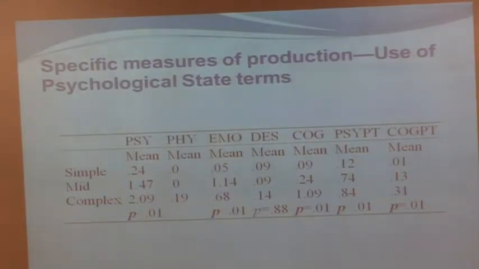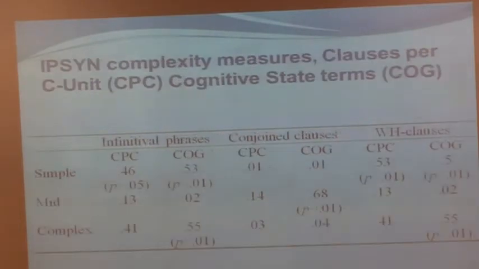There's not much difference in physiological and emotional terms, state terms, or desire state terms. When we look at cognitive state terms, there's a difference, 0.09. They don't use many of these on the simple task, but they use a lot more on the complex task. And using the ratio measures, we see that it's significant for physiological and cognitive state terms. So, if you like, the intentional reasoning demands are causing them, forcing them, if you like, to use more cognitive state terms and physiological state terms.